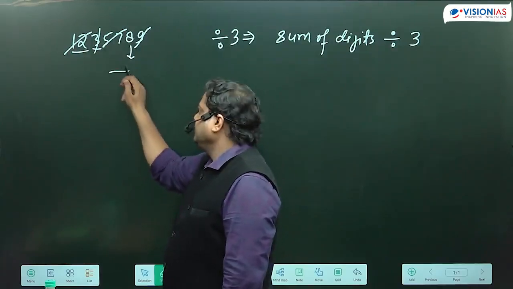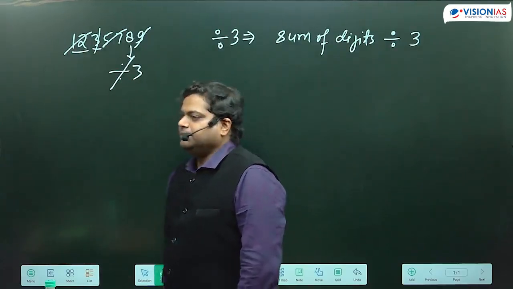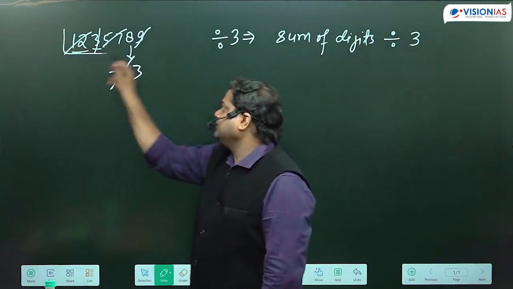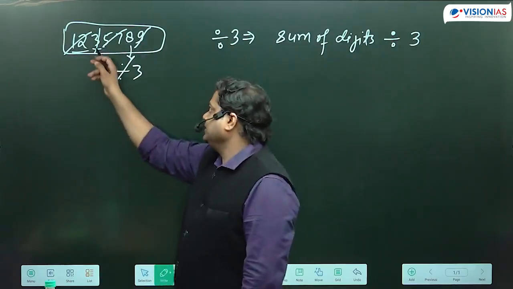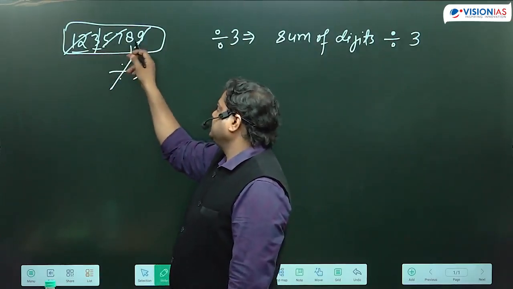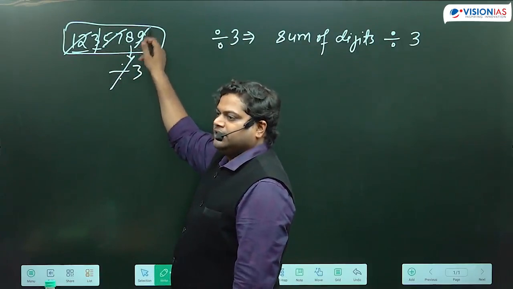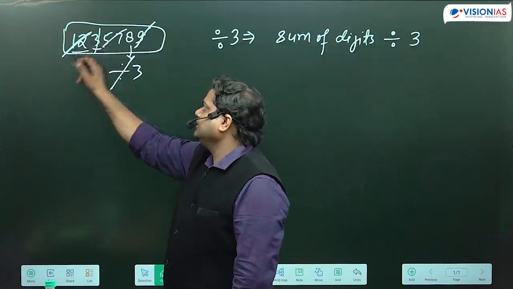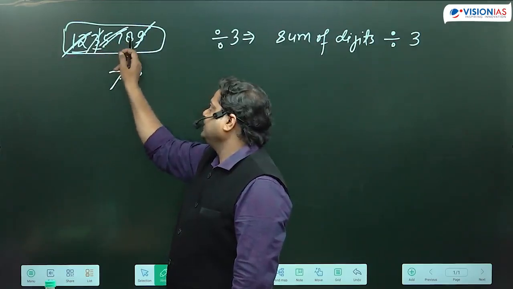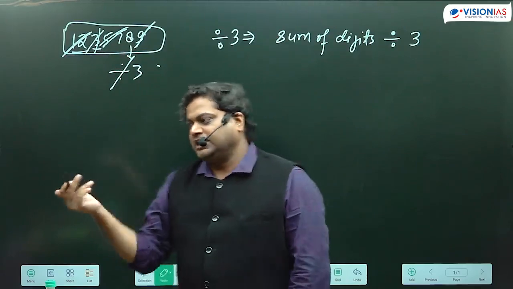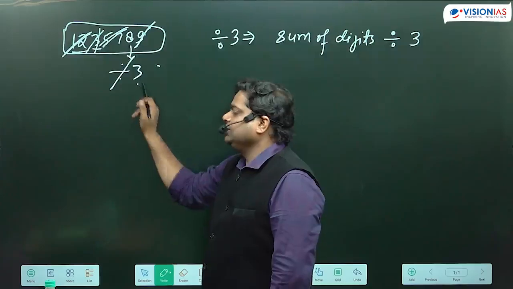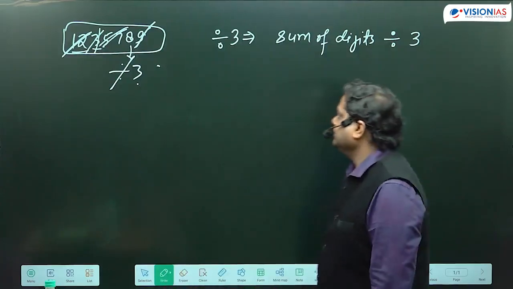No, not divisible by 3. We took the sum of its digits and will divide by 3. Now we can also do it like this: 1 + 2 + 3 + 5 + 7 + 8 + 9. This 9 goes away, 2 + 1 is 3, 3 + 7 is 10, 10 + 5 is... 8 is left. We divide 8 by 3, and we are getting remainder as 2.